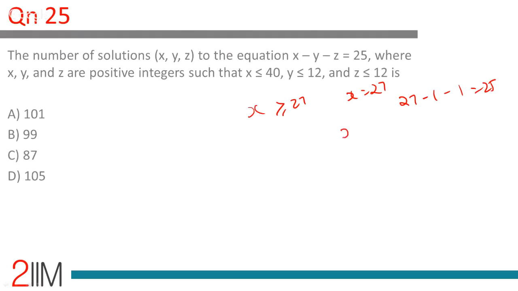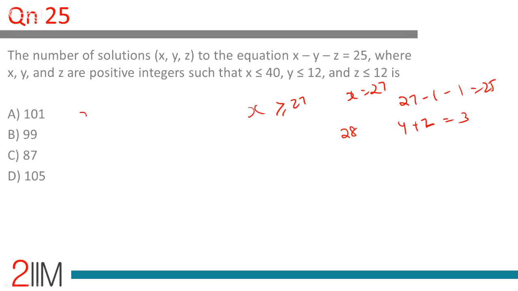X is 28, and Y plus Z is 3: 1, 2, 2, 1. The number of integer solutions for this is... Y and Z are less than or equal to 12, 12 is fine. Integer solutions, so 27 minus 1 minus 1 is 25.